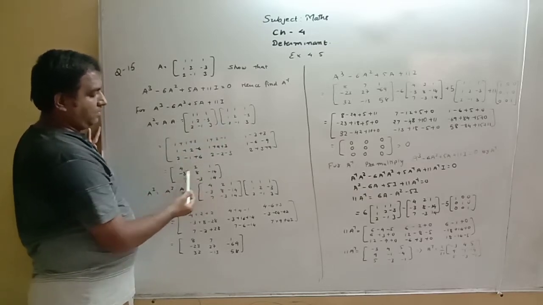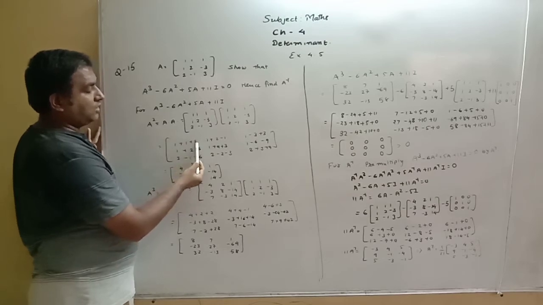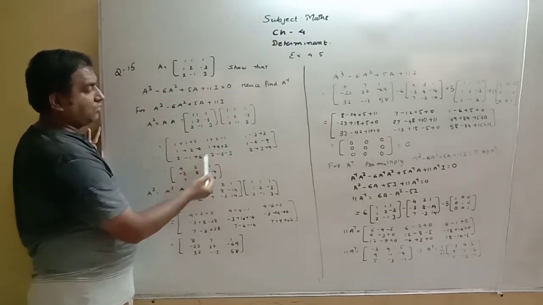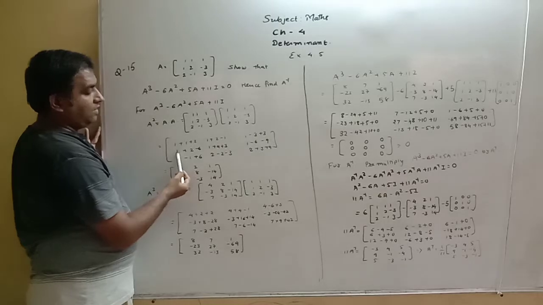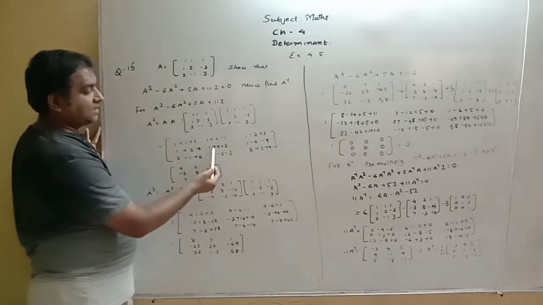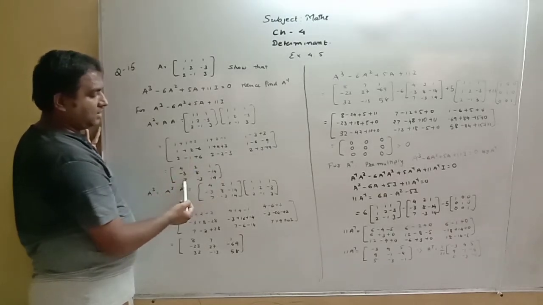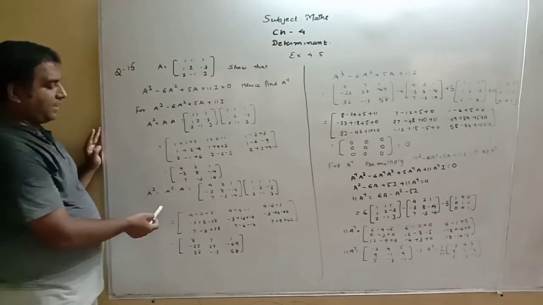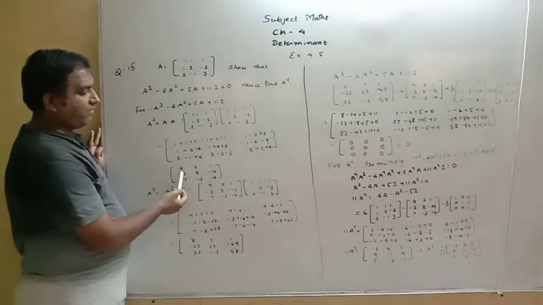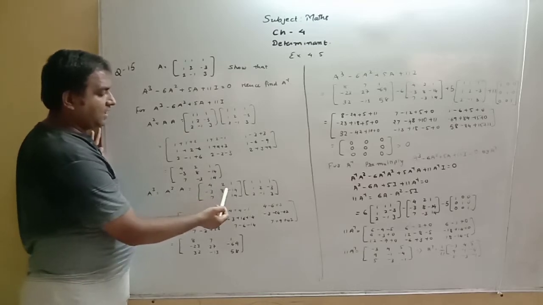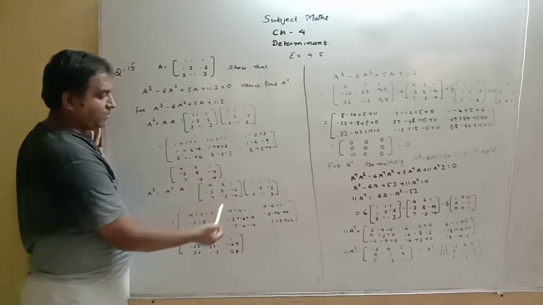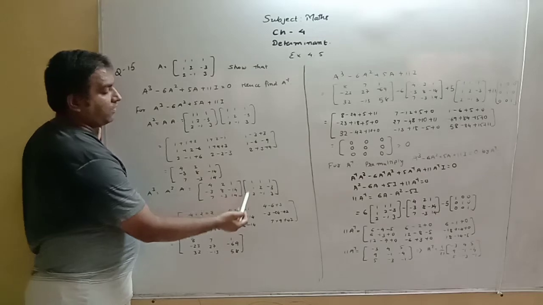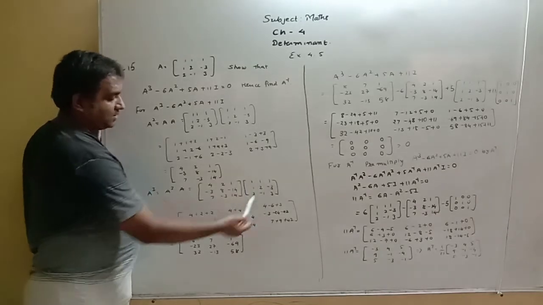We get 4, 2, 1, then 1 plus 1, 2 plus 2 is 4, 3 minus 1 is 2, and here 1, 2, 3 minus 6 minus 3, and 8 minus 14, 7 minus 3, 14. Again now we want A cube, so we take A square into A. A square we got [4 2 1; -8 -4 7; -2 -14 14], and A we have [1 1 1; 1 2 -3; 2 -1 3].